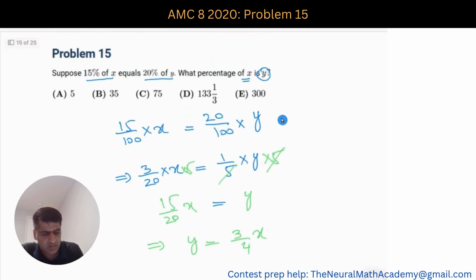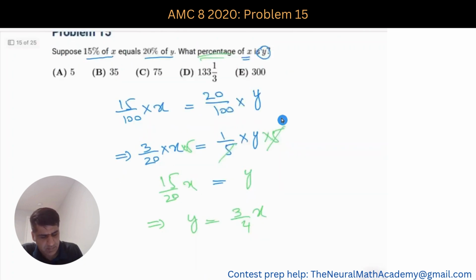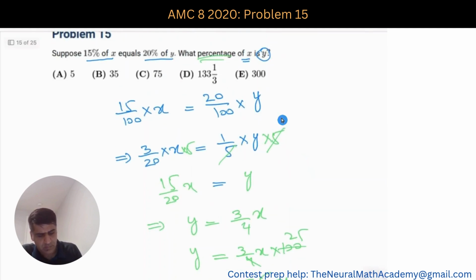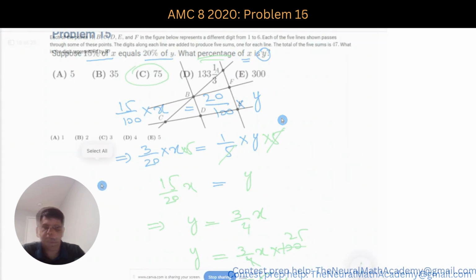Since the question is asking in terms of percentage, I will now convert this 3 over 4 x into percentage by multiplying with 100, and 3 over 4 times 100 is 75. So I will have then 75x. So then the answer is 75%. So it should be C, the answer for this problem.